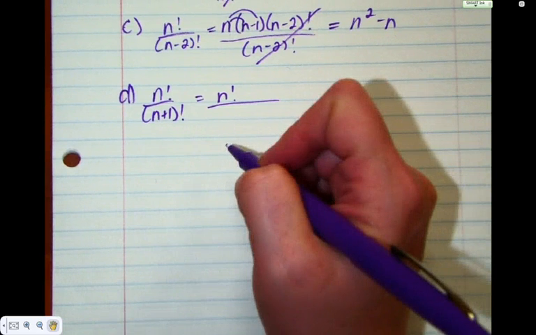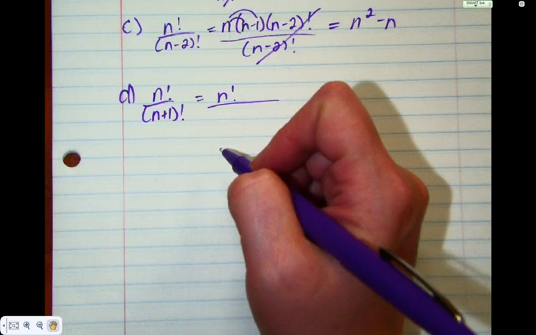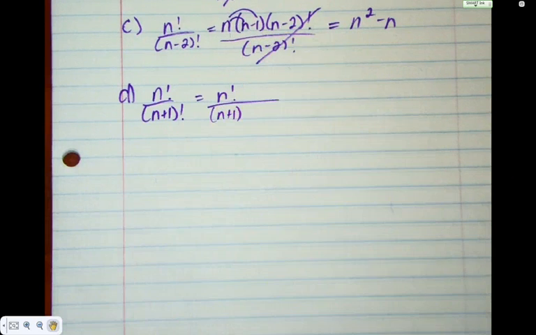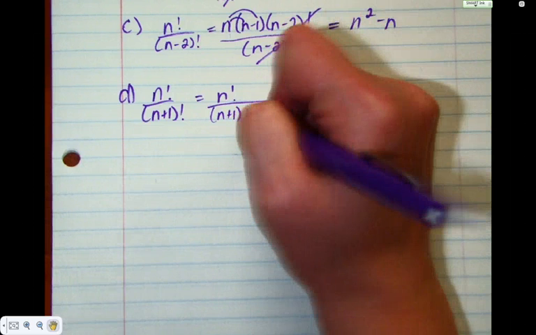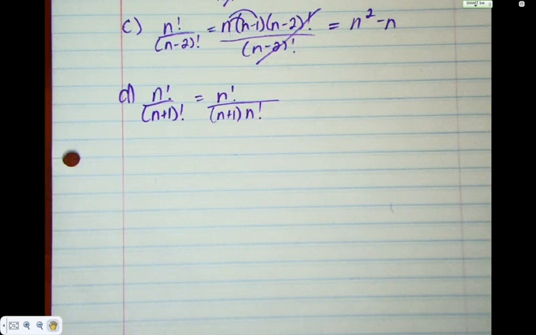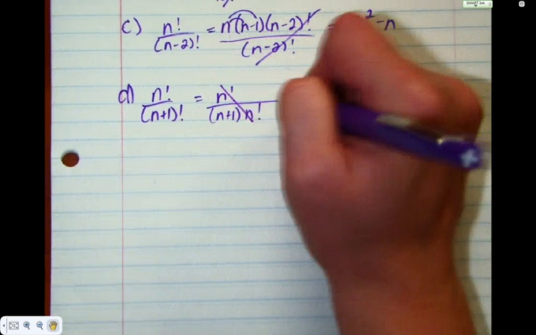What does n plus 1 factorial start with? N plus 1. How do we get the next number? Minus 1. So n plus 1 minus 1. Stop. Why do I want to stop there? Because it matches the top.